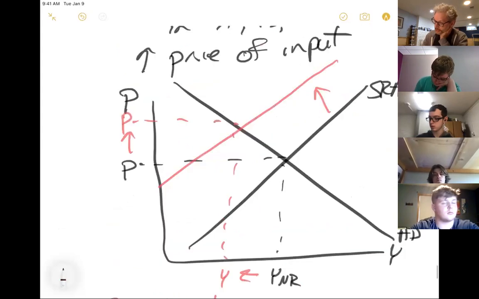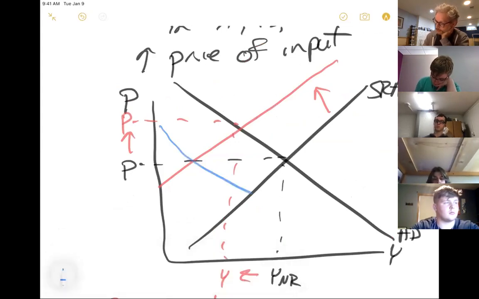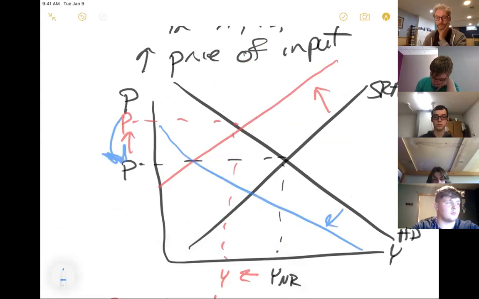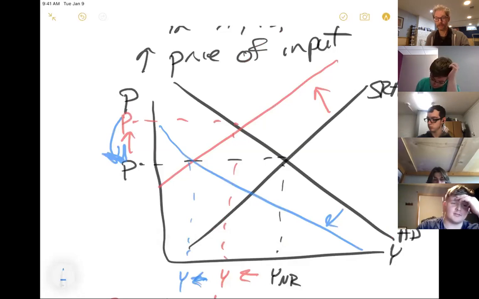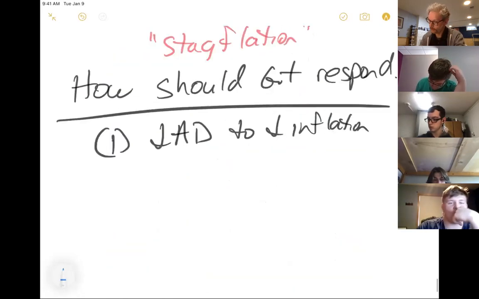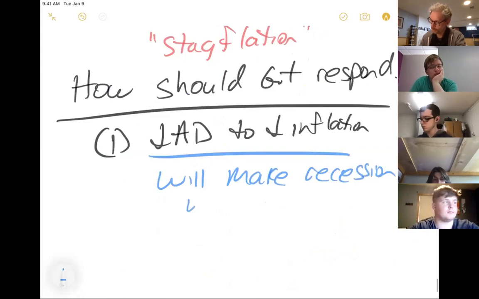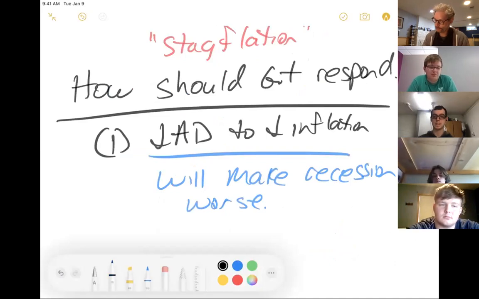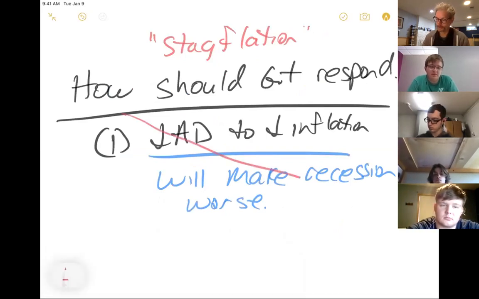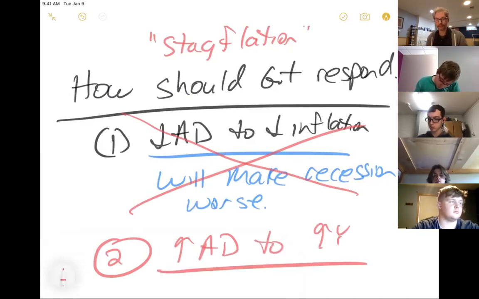Let's go up to our graph here. Notice that inflation is a problem. So we could reduce aggregate demand and reduce inflation. Of course, what's the problem with that? What's going to happen to our recession? It's going to make the recession worse, right? People in the federal government at the time said, nope, not going to do that. Let's do the opposite. Let's increase aggregate demand to increase output.